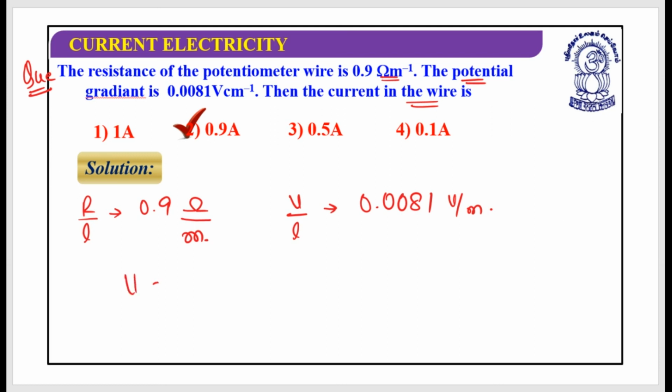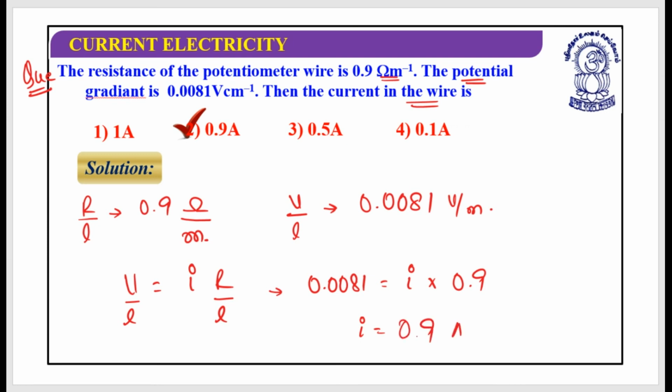So what I can have is V equals IR. Let's divide it by L. So this V by L, which equals 0.0081, should equal I multiplied by R by L. This is 0.9. From this you can have this I, and solve the equation and get it done. This is 0.9 ampere. Clear?